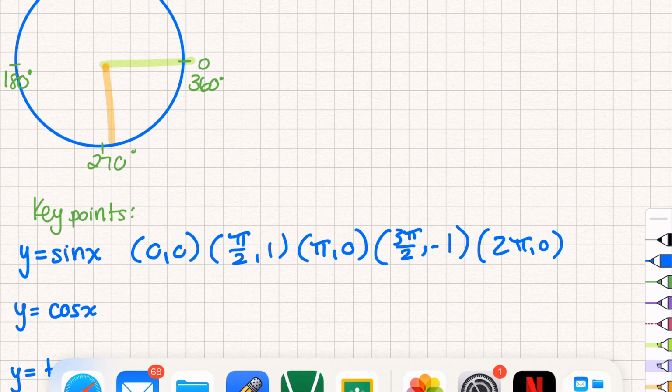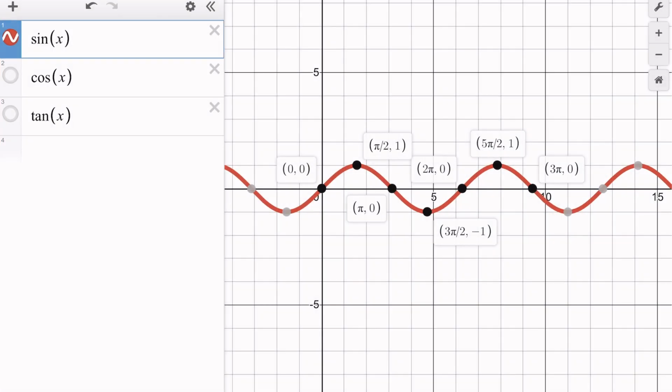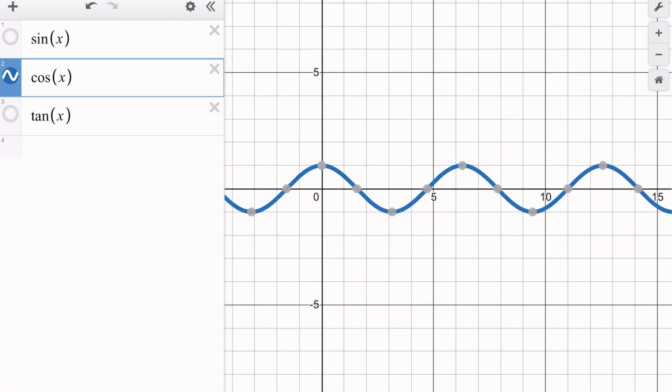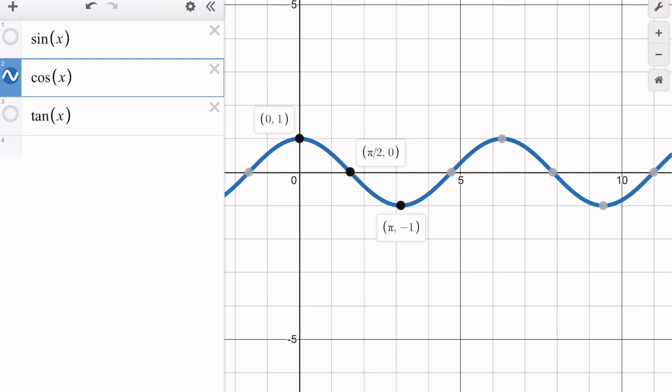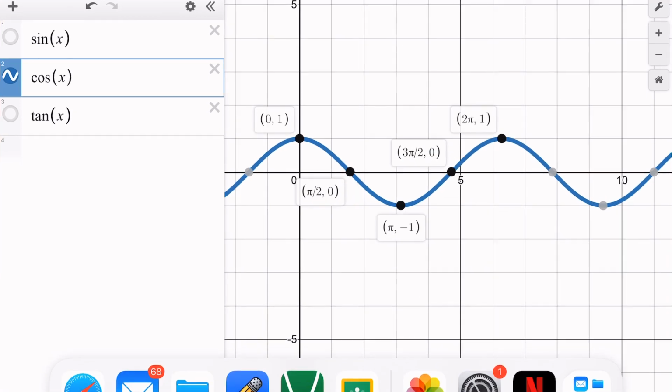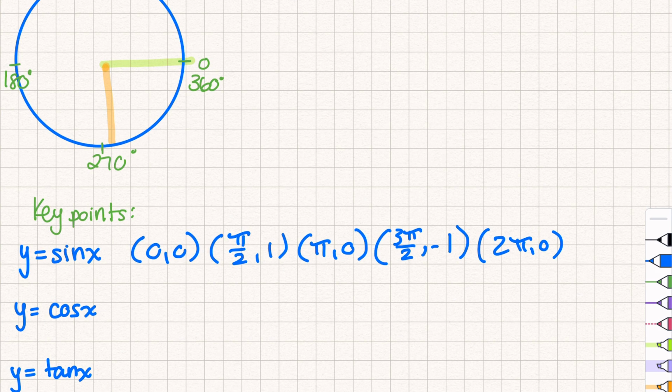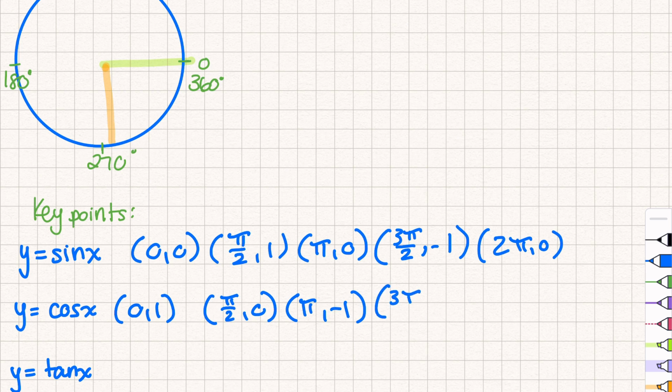And then for cosine, there's our main points. So we have 0, 1, pi over 2, 0, pi, negative 1, 3 pi over 2, 0, and 2 pi, 1.